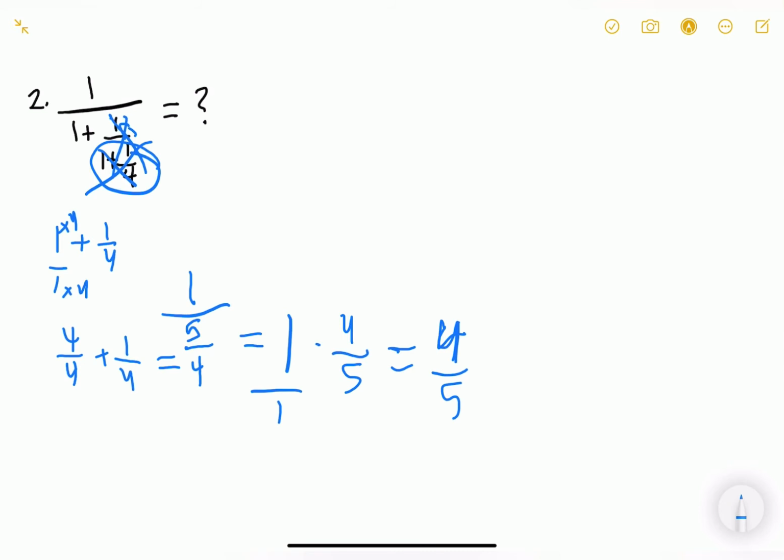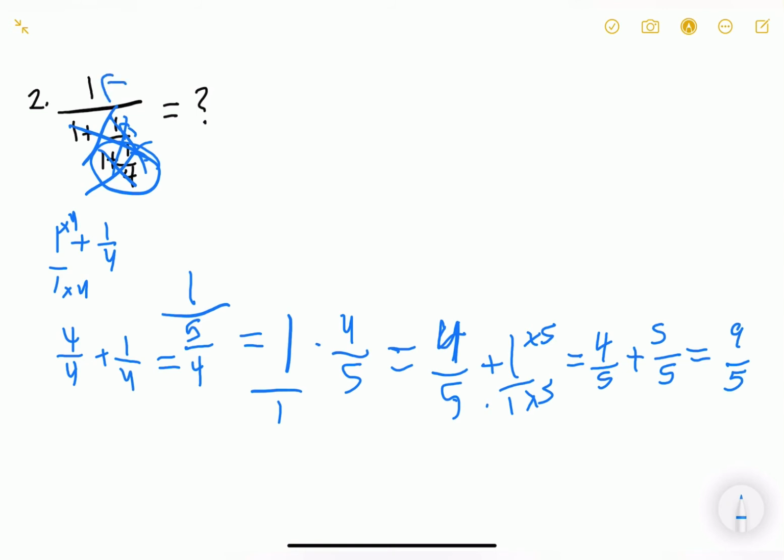So now we have to add the 1. So what we can do is say plus 1. And then we have to make the denominators alike, so we're going to multiply 5 by the top and the bottom. So it's going to be 4 over 5 plus 5 over 5, which is simply 9 over 5. But we're not done yet.